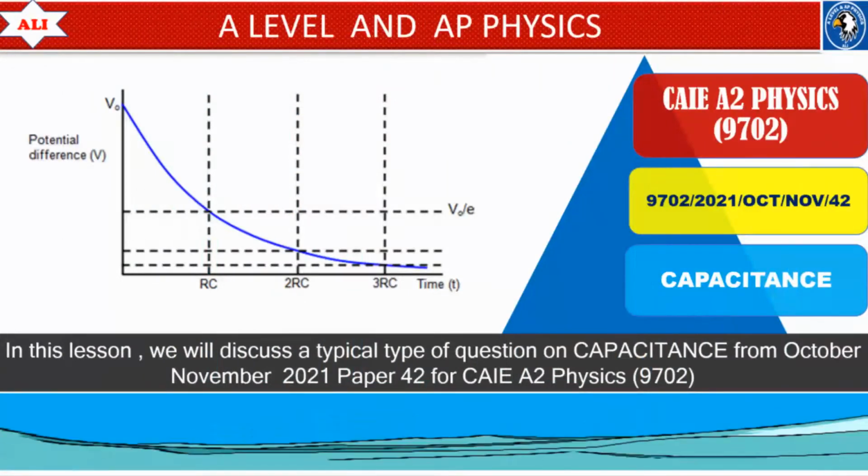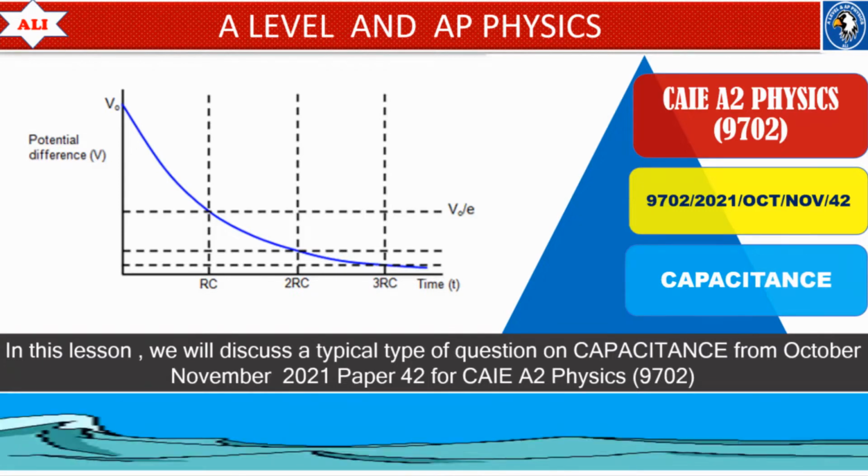Welcome to A-Level and AP Physics. In today's lesson, we will discuss a typical type of question on capacitance from October-November 2021 Paper 4 Variant 2.